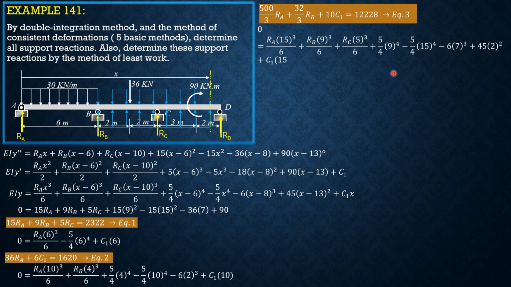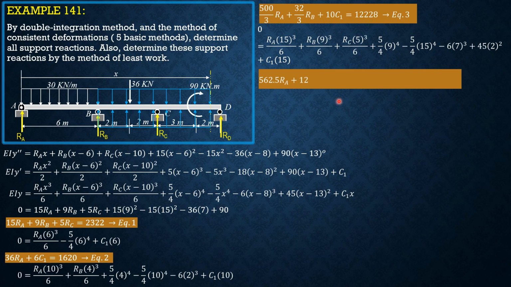sub 1 times 15. So simplifying this equation, we have 562.5 RA plus 121.5 RB plus 125 over 6 RC plus 15 C sub 1 equals 56958. Equation 4.